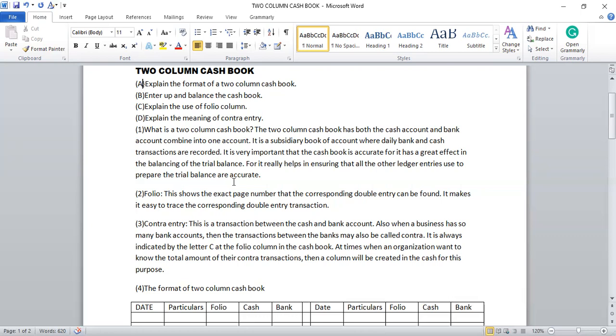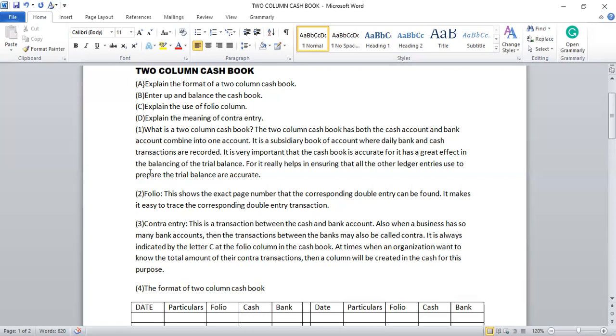But when your cash book is wrong, it is inaccurate, and it has an effect on the rest of the ledgers, because most of the entries are related to the cash book. So you have to make sure that the cash book is always accurate.